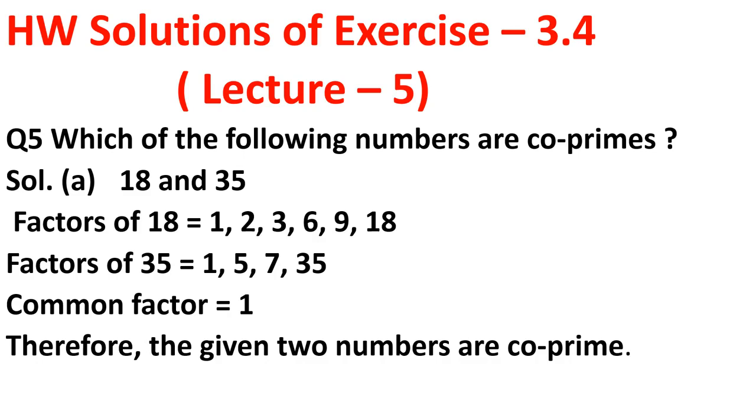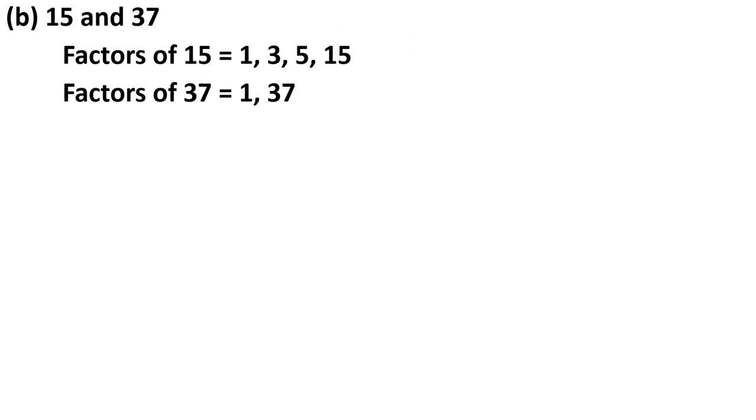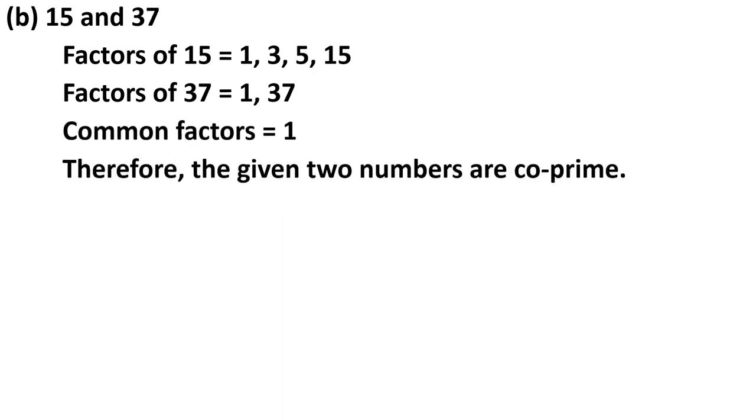Now see the B part, 15 and 37. Find out the factors of both. Factors of 15: 1, 3, 5 and 15. Factors of 37: 1 and 37. The common factor is only 1. So the given numbers are co-prime numbers because the common factor is only 1.